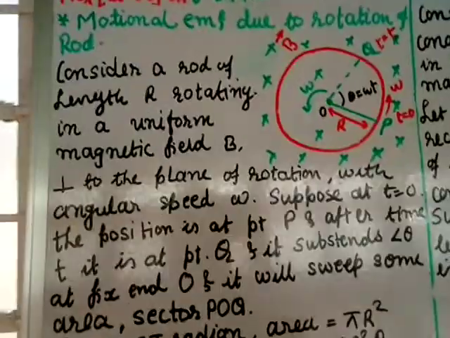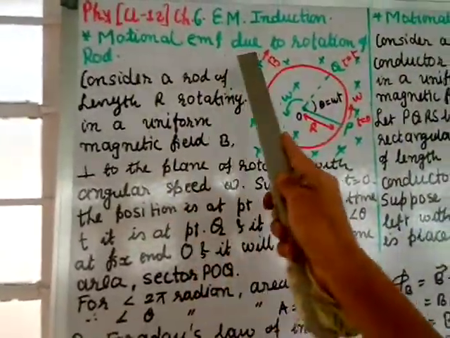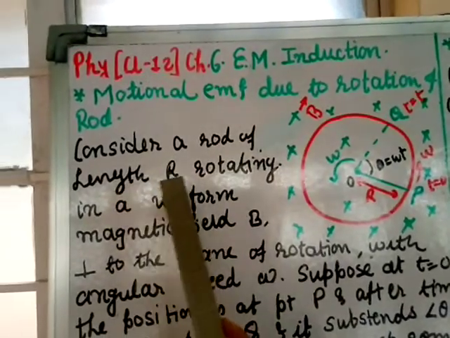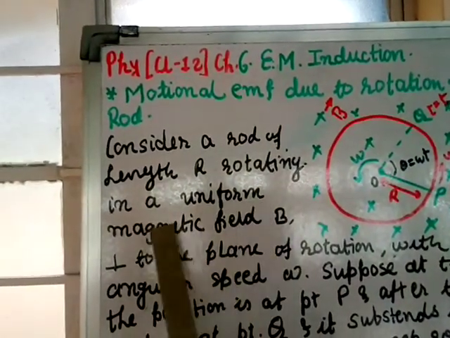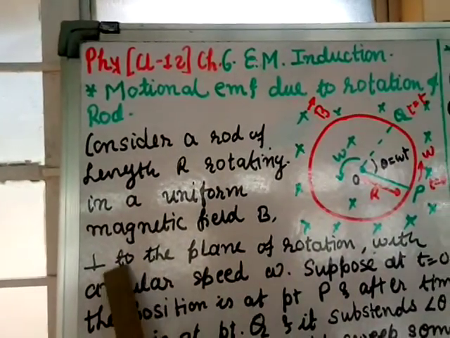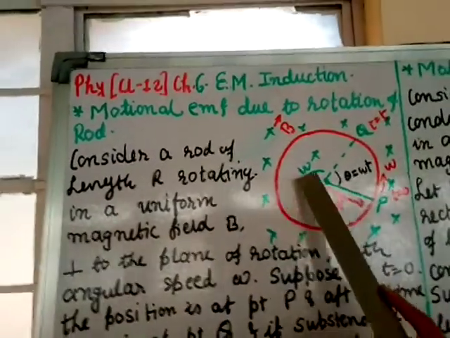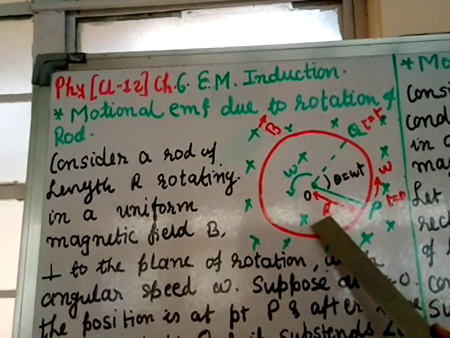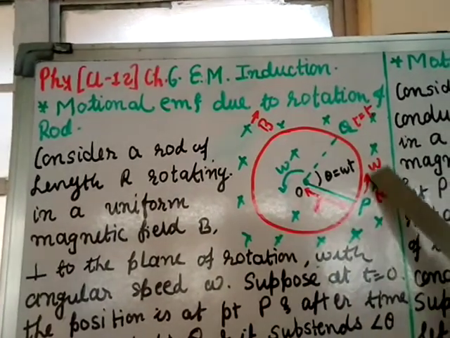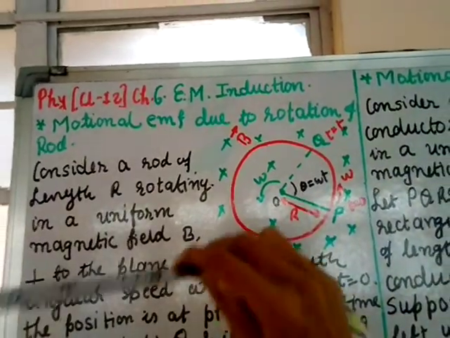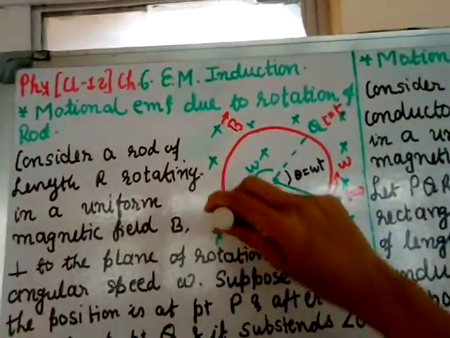We have got a small topic here. Motional EMF due to a rotation of a rod. Consider a rod of length R rotating in a uniform magnetic field B perpendicular to the plane of rotation with angular speed omega. So this is my rod OP, length is R, rotating here. The magnetic field is perpendicular. The cross sign means it is towards the inside. Here the magnetic field is inside.